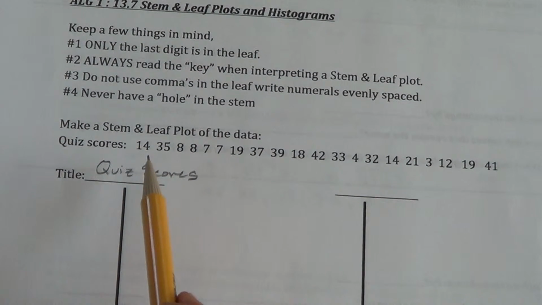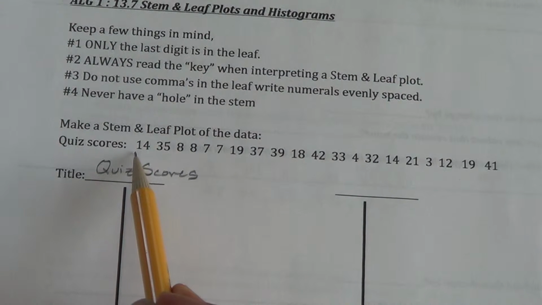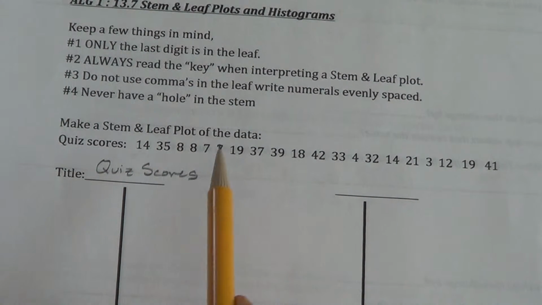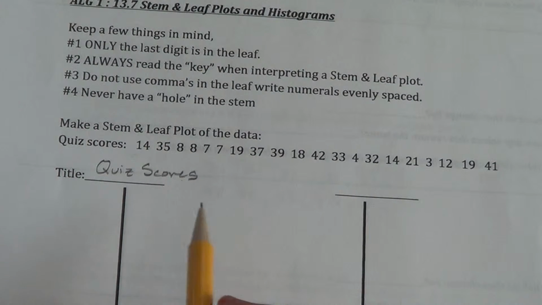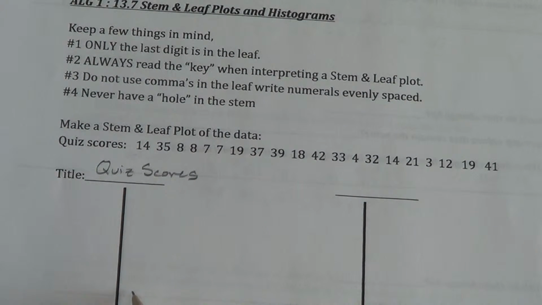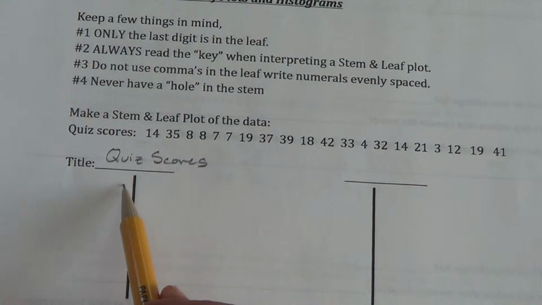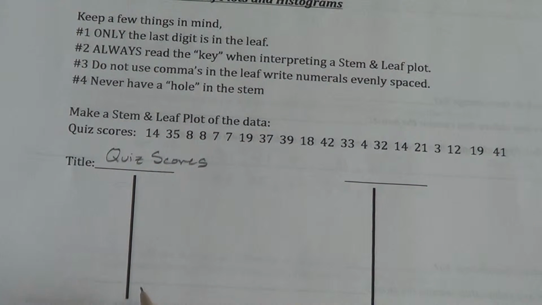Stem and leaf plot, basically the stem are all the digits except for the last digit. The last digit to the right is your leaf. Leaves are always smaller than stems, so sometimes you'll even have 2 digits over here in the stem part.